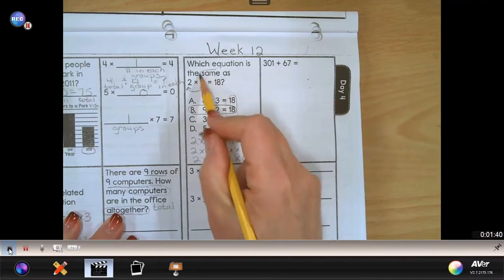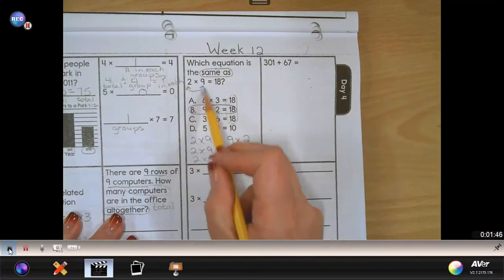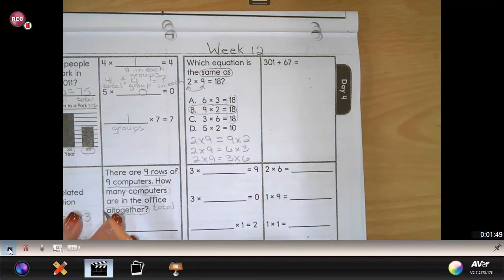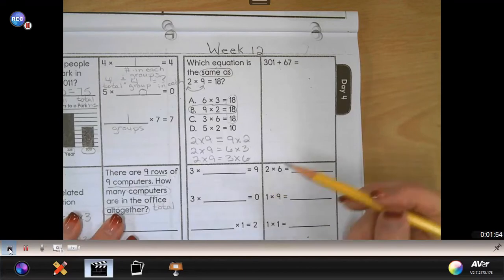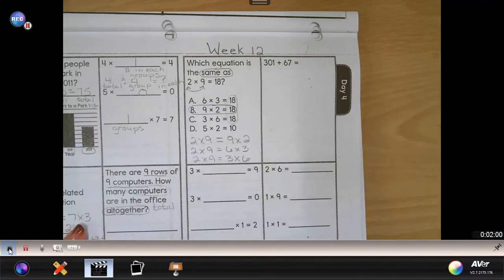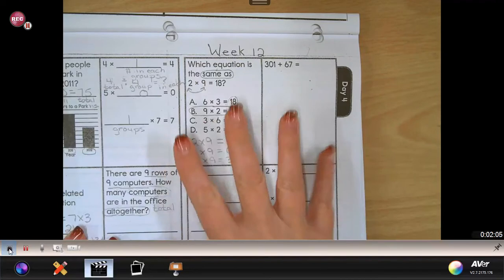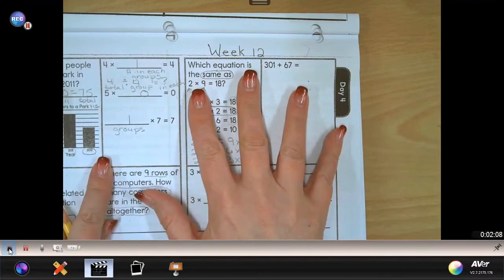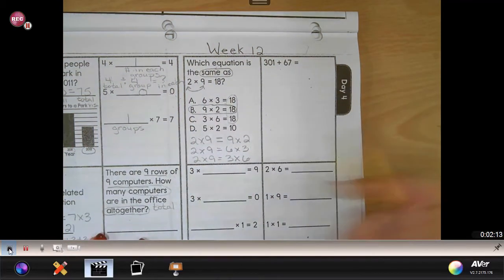But when they say same as, we could say that they're trying to get you to understand that there is an order property there. But these are equivalent to 2 times 9, because 6 plus 6 is 12, plus 6 is 18. And if you count by threes, you could say 3, 6, 9, 12, 15, and one more group of 3 is 18. So these are equivalent to each other, but we're looking for the answer B, meaning we're switching the order of the factors here.